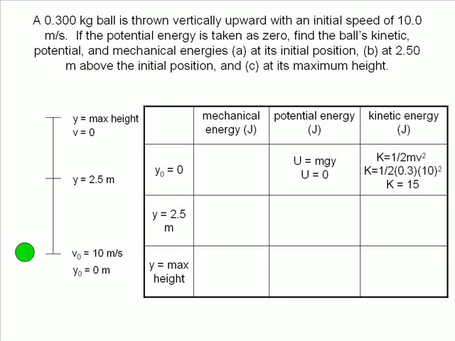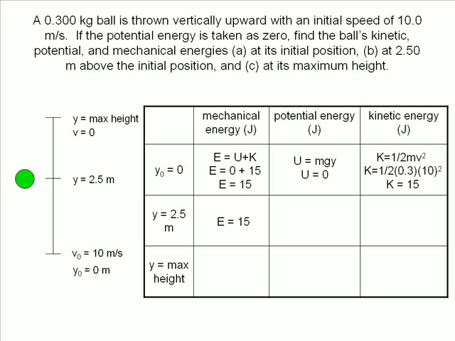Our kinetic energy at the initial height can be found because we know the ball's mass and velocity. Since the potential energy is 0, the mechanical energy is made up of the sum of both the potential and the kinetic energies. The mechanical energy is equal to the kinetic energy. Next we will find the energies at the specified height of 2.50 meters. Since there are no outside forces acting on the system adding energy, the mechanical energy will not change at any point in the system.